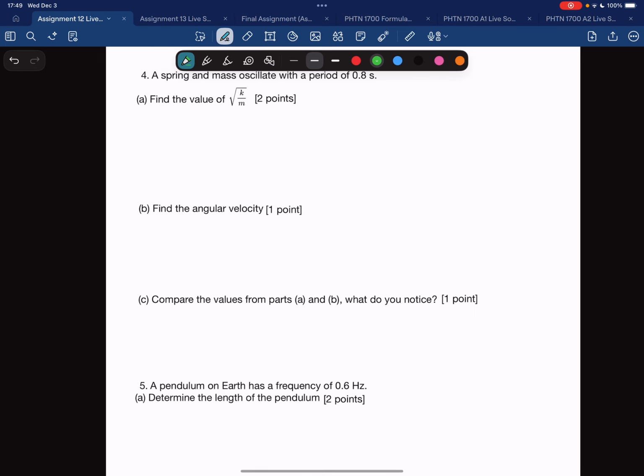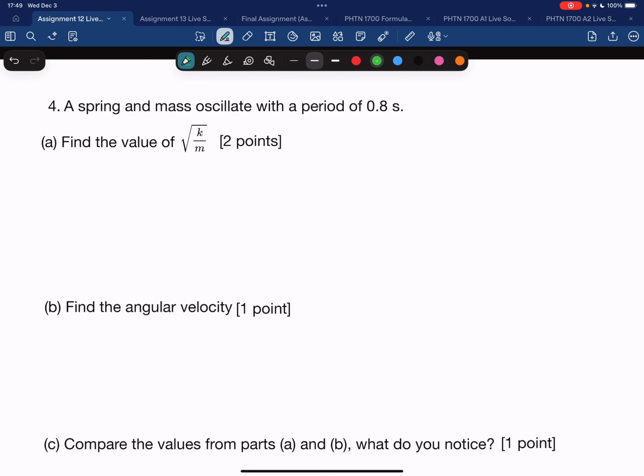Question 4. A spring and mass oscillate with a period of 0.8 seconds. Find the value of square root of k over m. So from the formula sheet, we see that frequency equals 1 over 2 pi times the square root of k over m. So I'm using this formula just because I see that the square root of k over m is already in it. So that's why I'm choosing to use this one.